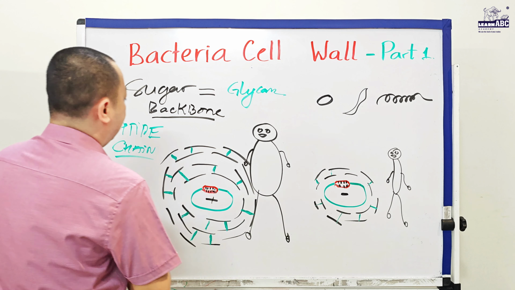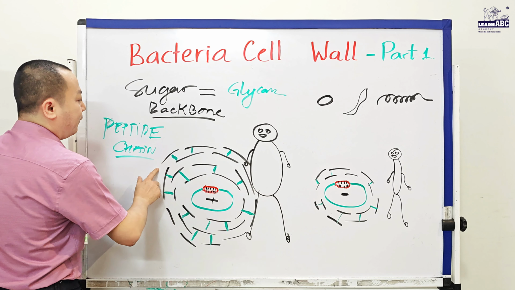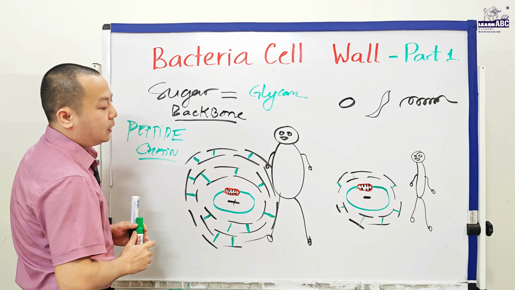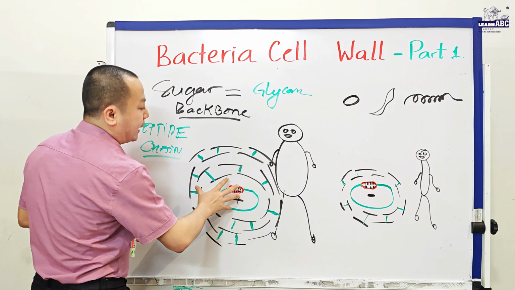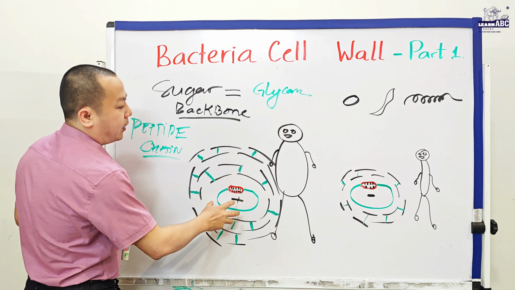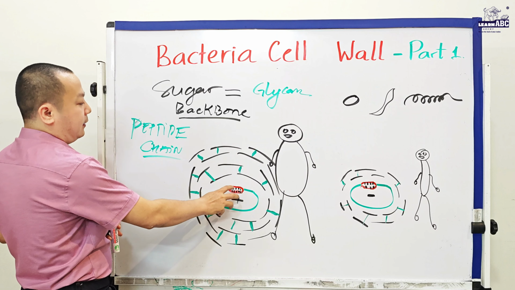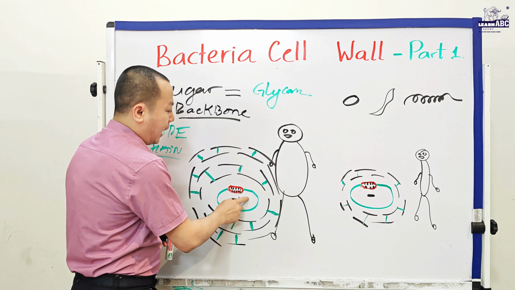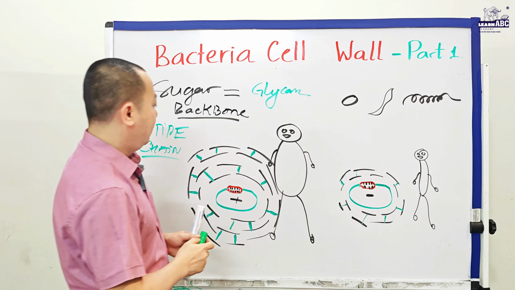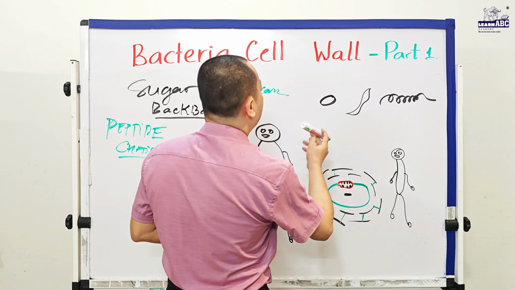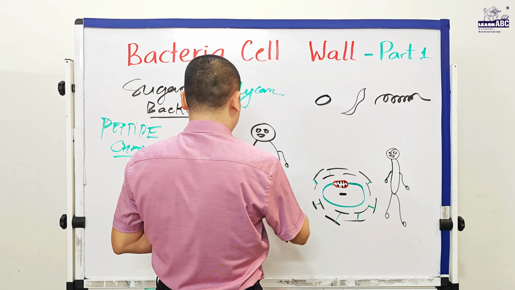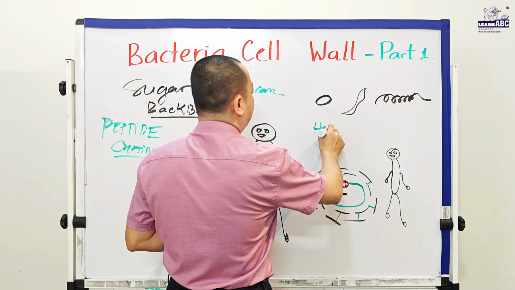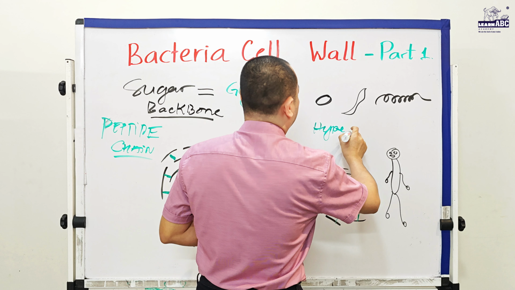Right. Okay. Now the second thing, this is a very, very important thing. The cell wall protects this inside membrane, the cytoplasmic membrane, because the inside membrane is hyperosmotic.